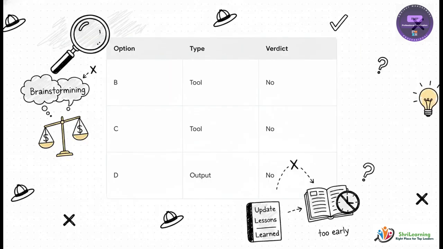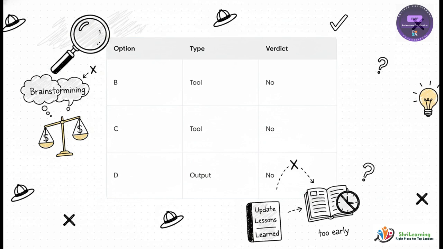So let's play detective and eliminate our suspects using that ITTO logic. Let's look at option B, brainstorming. Brainstorming is a tool and technique. You can't effectively brainstorm without your inputs already in hand. Verdict? Incorrect. What about option C, cost-benefit analysis? Again, that's a tool and technique. We haven't even planned the quality activities yet because we're still gathering inputs. You can't analyze the cost of an activity that literally doesn't exist. Verdict? Incorrect.